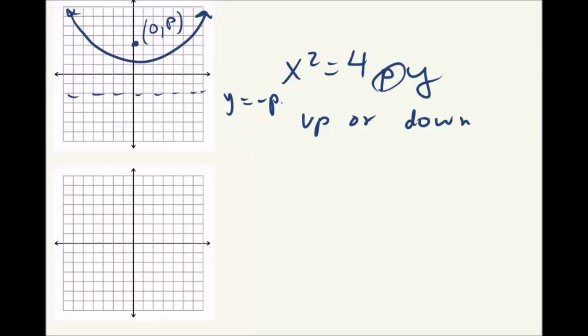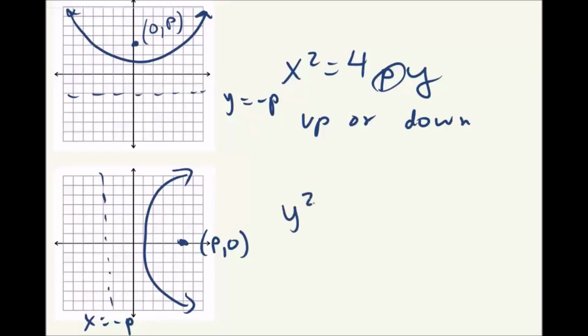Now in this section, we're also looking at parabolas that open left or right. So something like this. The focus here is going to be (p, 0). And the directrix is not going to be y equals, because it's up and down. It's x equals negative p, which makes sense because it's a vertical line. And the standard form for a parabola that opens left or right is y squared equals 4px.